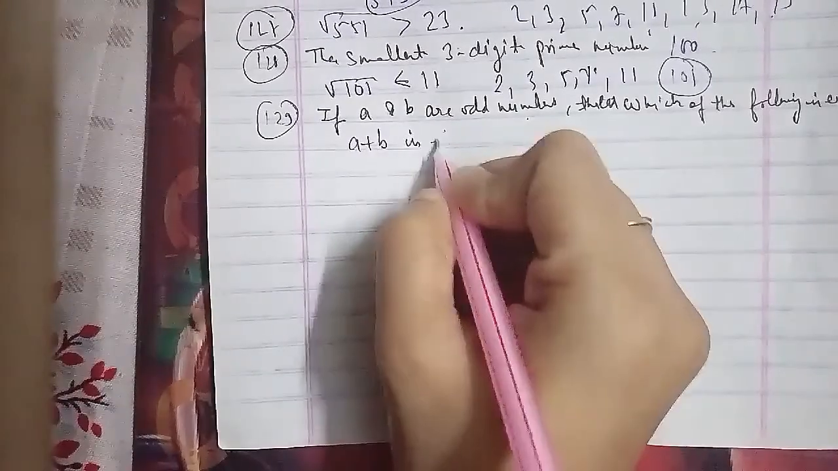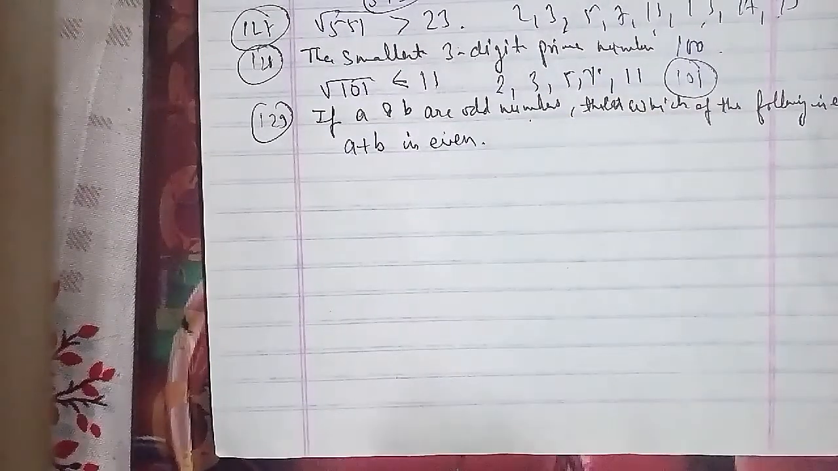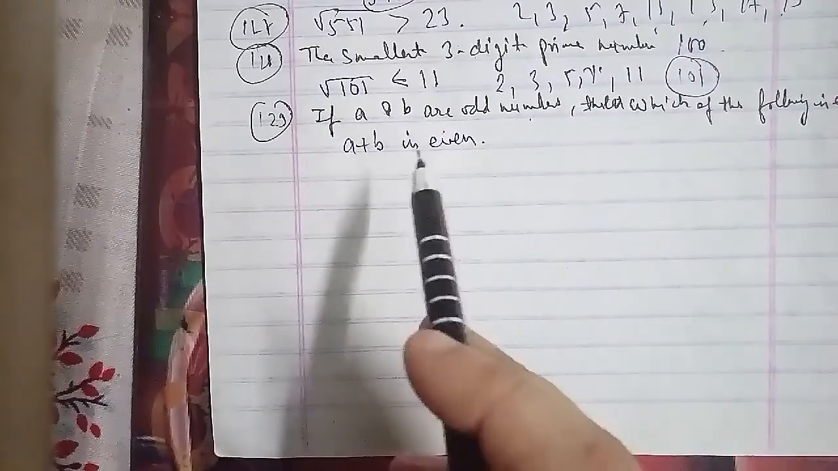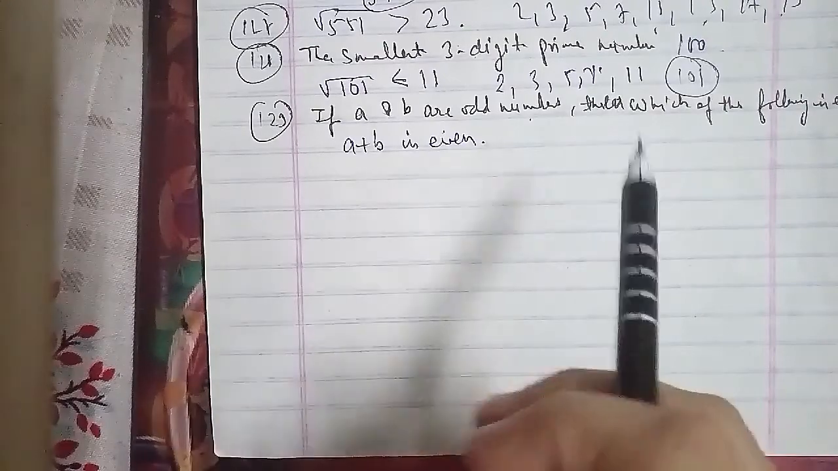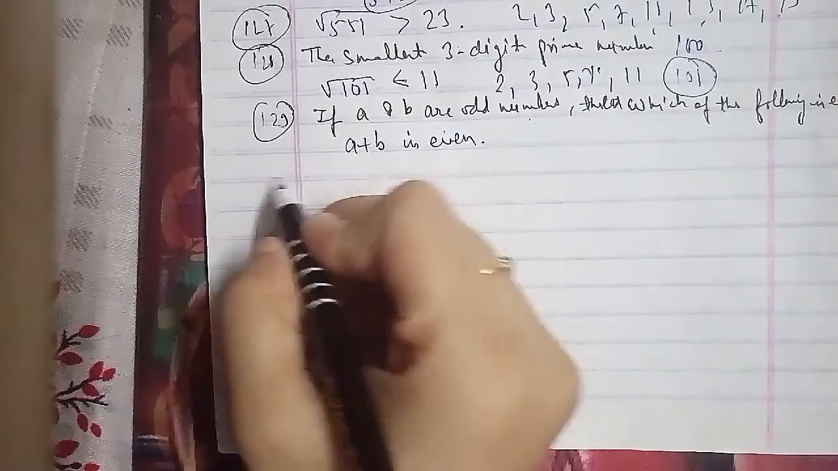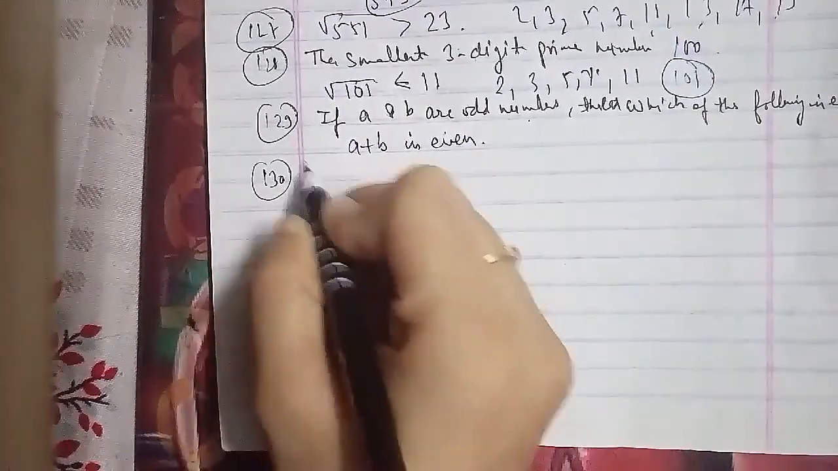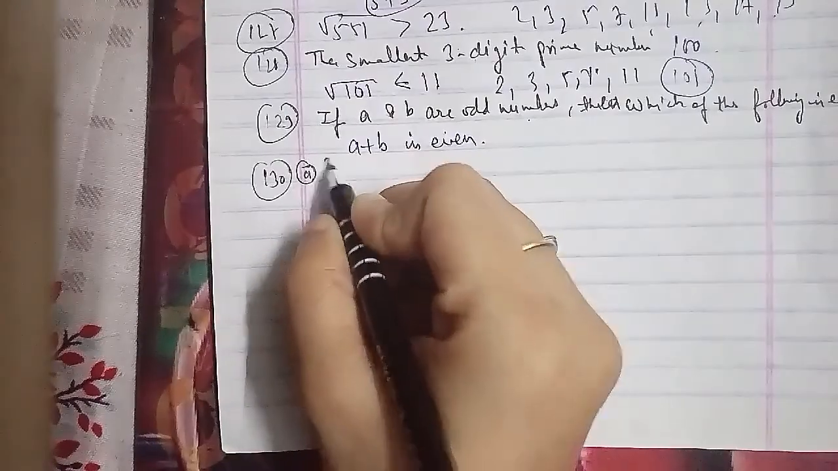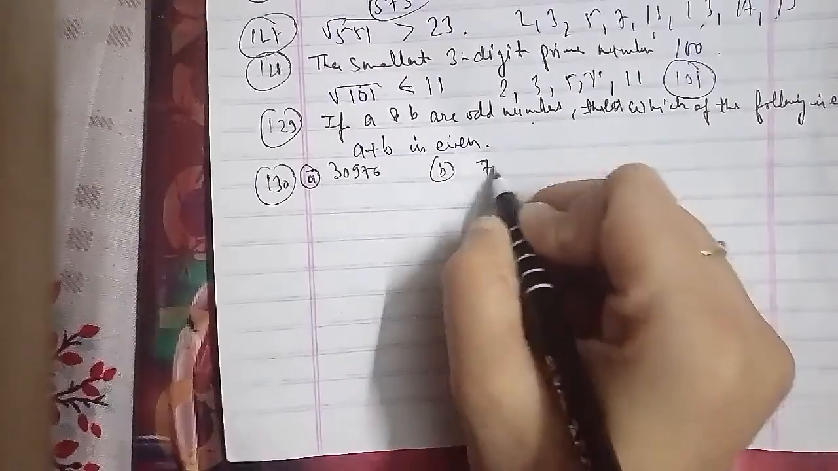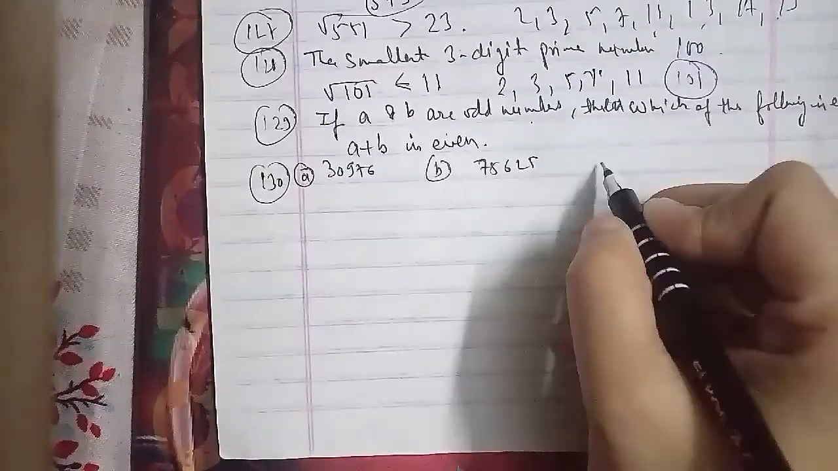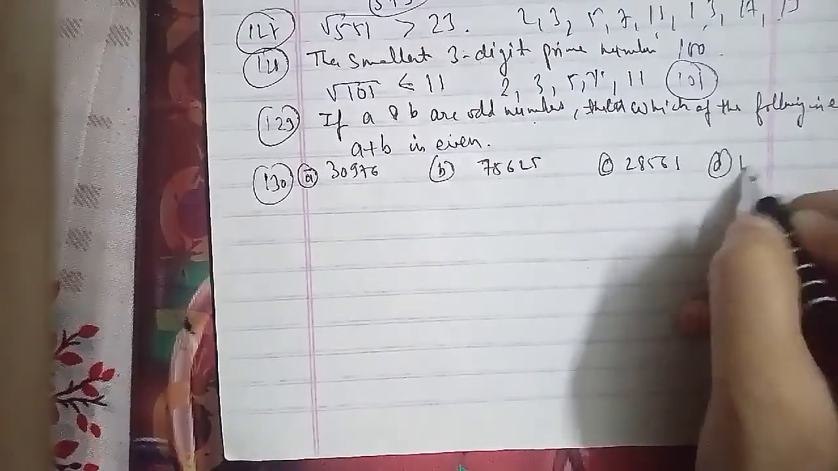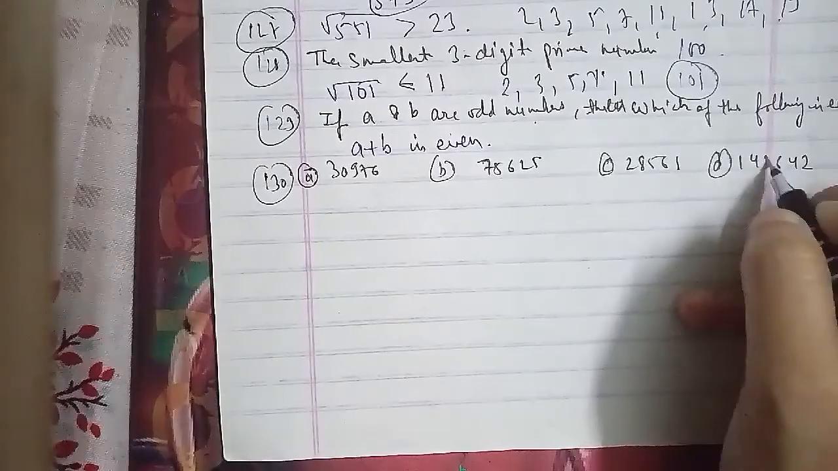Now we'll go ahead with the other question that we have here, which is: which one of the following cannot be the square of a natural number? Options we have, as I told you, 138th question. The options we have here are A, 30976, B, 75625, C, 28561, D, 143642, and E, none of these. So among these options, we'll have to solve it.